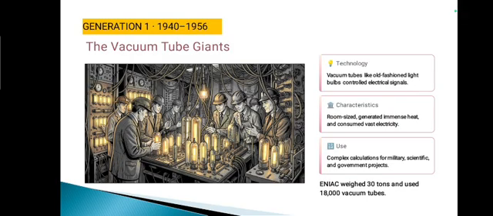The next one is first generation, the vacuum tube giants. The technology used is vacuum tubes, like old-fashioned light bulbs, which controlled electrical signals. The characteristics of vacuum tube computers: they were room-sized, generated immense heat, and consumed vast electricity. They were used for complex calculations for military, scientific, and government projects.